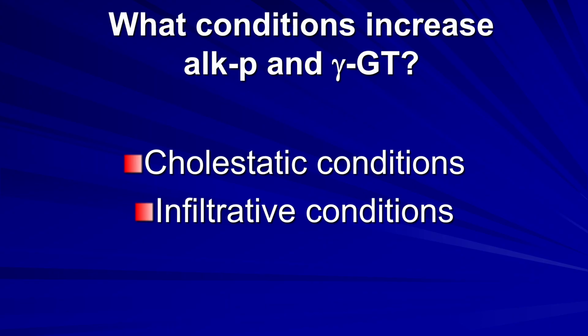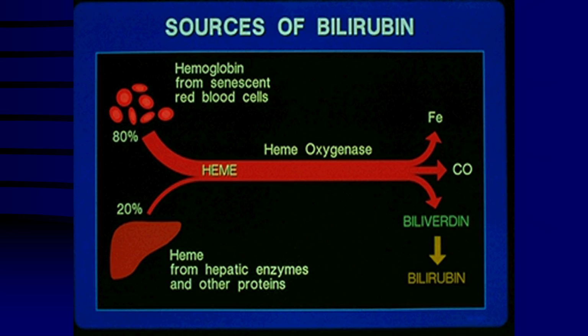Also, the alkaline phosphatase and gamma GT are increased in infiltrative conditions. So if the liver is infiltrated by granulomas, such as in sarcoidosis or tuberculosis, then the alkaline phosphatase and the gamma GT will be increased. Also, if the liver is infiltrated by tumor, metastatic disease to the liver, the alkaline phosphatase and the gamma GT will be increased. Now we come to bilirubin metabolism.